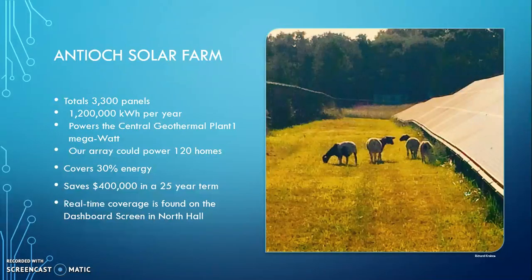As I said previously, Antioch's South Farm solar array is a 1 megawatt system made up of 3,300 panels designed to offset the energy required to run the central geothermal plant, which is located just behind the Arts and Sciences building. It produces 1,200,000 kilowatt hours a year and runs directly to the plant itself. Over a 25-year plan, it should save the college $400,000 in energy costs. To put it into perspective, the size of this array could power 120 houses. Real-time usage is displayed on North Hall's dashboard screen.